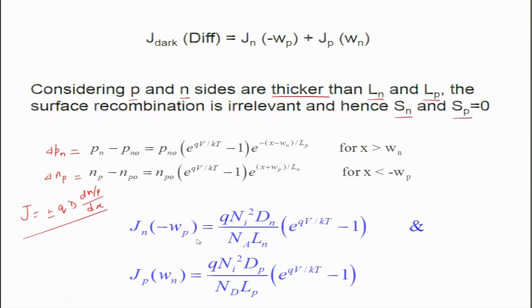So, Jn at minus Wp is nothing but q ni square Dn divided by Na Ln into exponential qV by kT minus 1. The similar expression, except that you have P replaced by N and A replaced by D, you get for Jp, and if you sum these together you will get the same current as you get in a p-n junction in dark. So, this is the dark current in a p-n junction, which is as a result of diffusion.